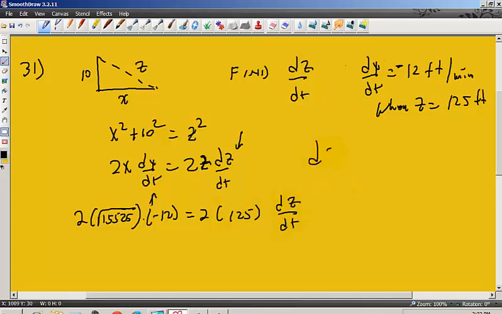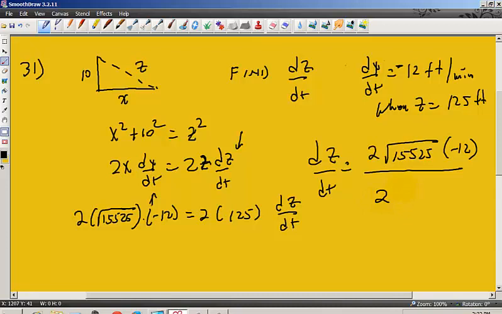So my dz/dt turns out to be 2 times radical 15525 times negative 12, all over 2 times 125, and that will be in terms of feet per minute, and make sure you write a short sentence. As you can see, this is easy. It's not that hard if you know how to do it.